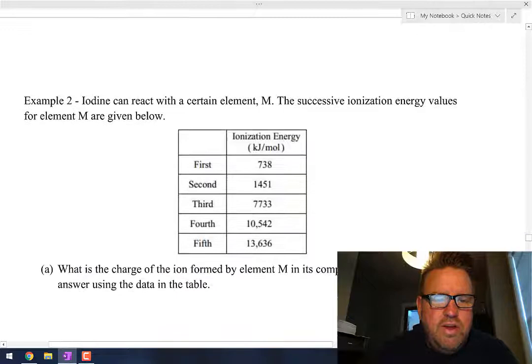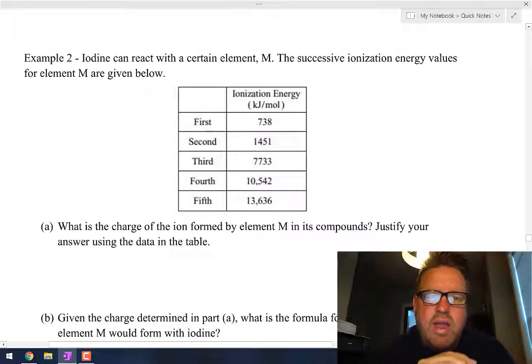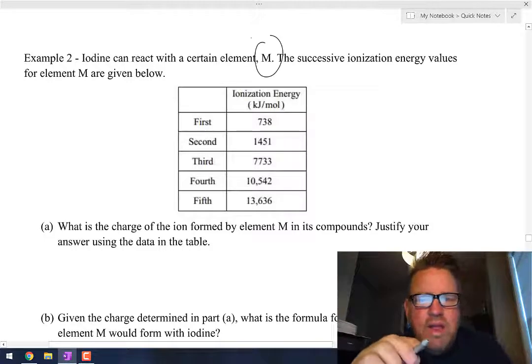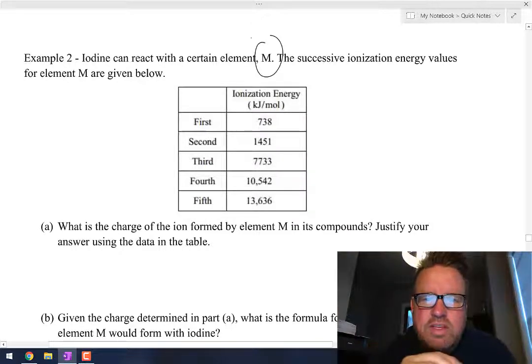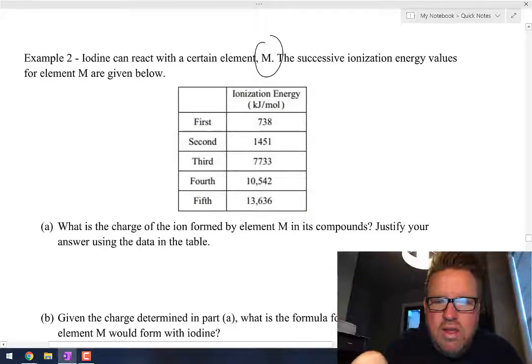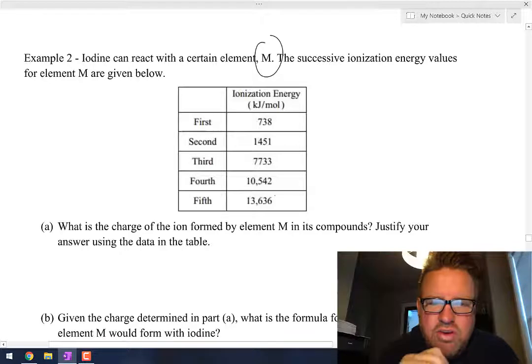Okay, here's another example. Iodine can react with a certain element M. Again, just a made-up pretend element. So iodine can react with this element. The successive ionization energy values for element M are given below. So we're looking at here, 738, 1451, 7733, 10,000, and 13,000.